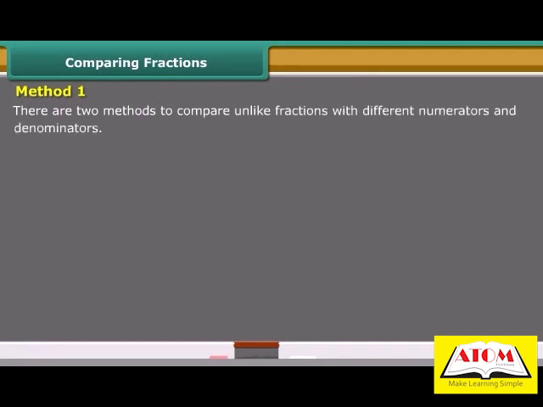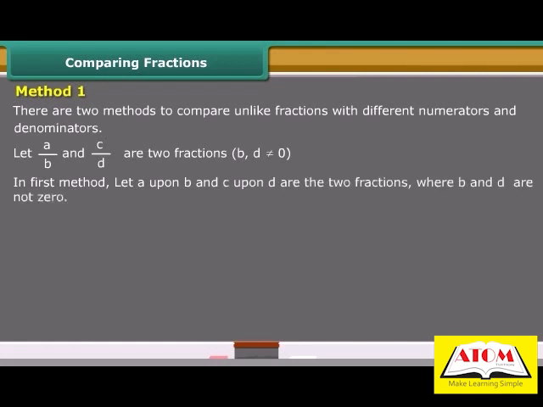Method 1. There are two methods to compare unlike fractions with different numerators and denominators. In the first method, let A upon B and C upon D be the two fractions where B and D are not 0. To compare them, we find the products AD and BC.